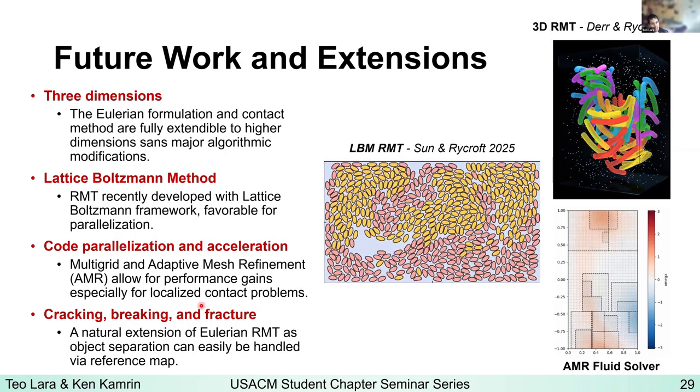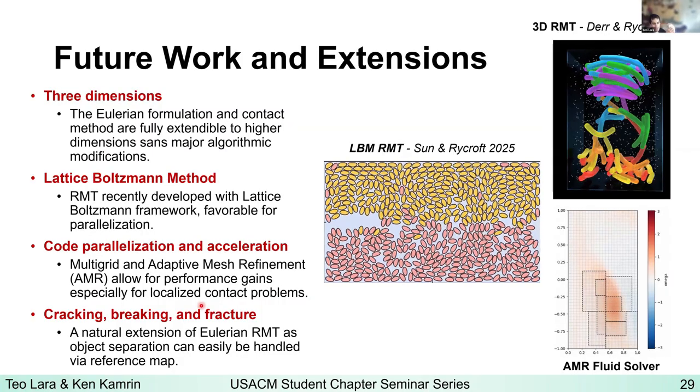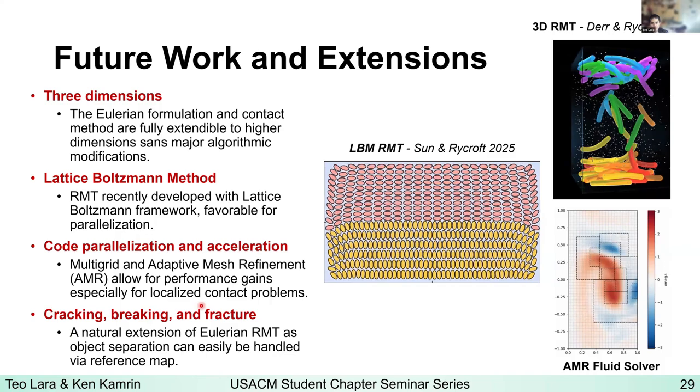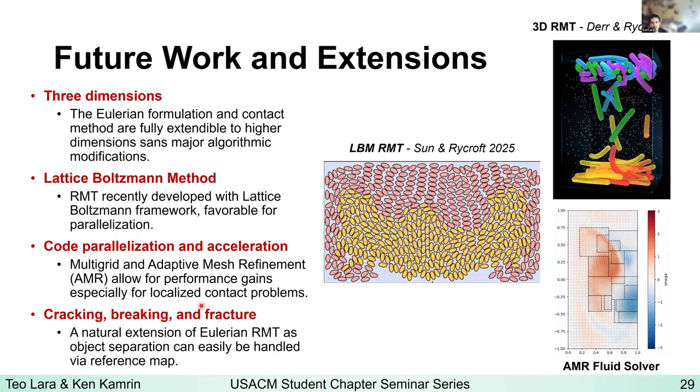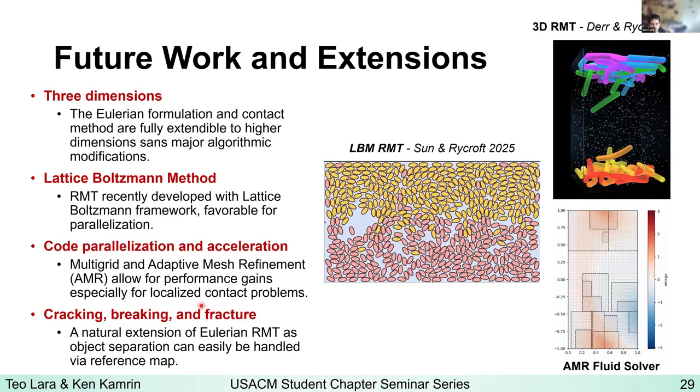And then the last idea we have just on the back of a napkin: cracking and breaking and fracture, right? We could think about what happens if an object cracks and separates into multiple bodies. We already have the reference map technique and we already have a good model for contact. So that could be a natural extension to add more physics to our simulations.